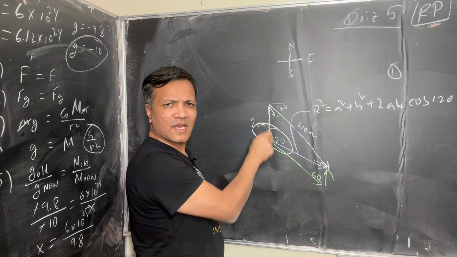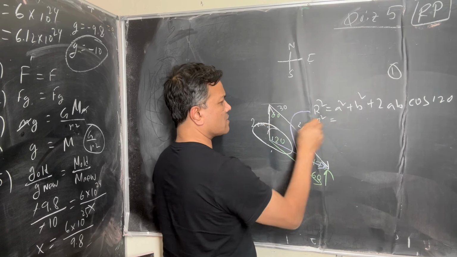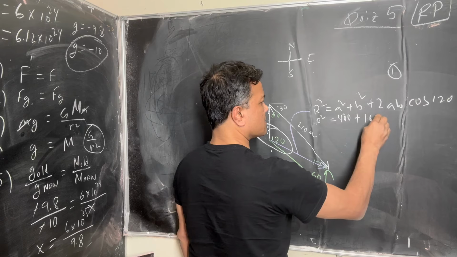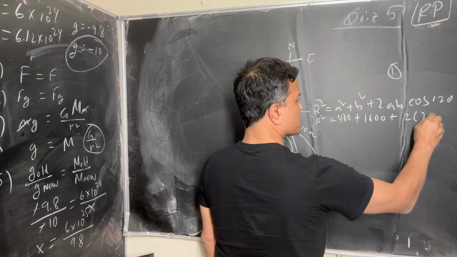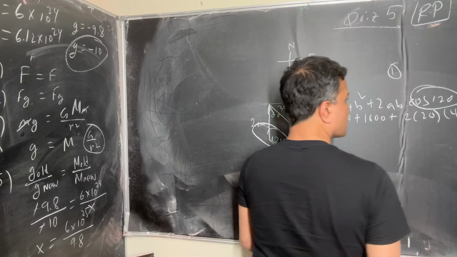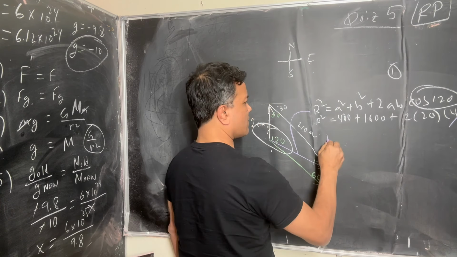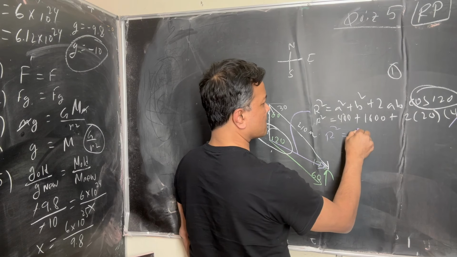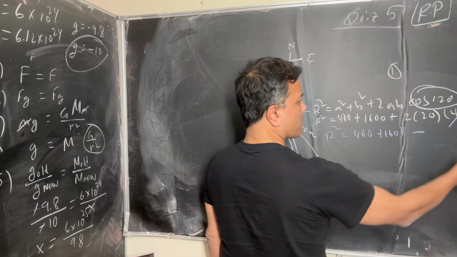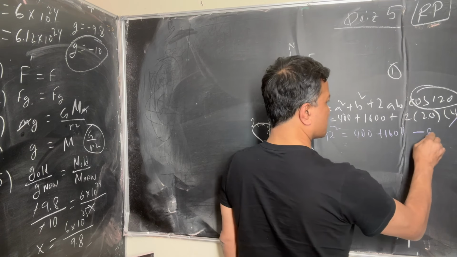Parallelogram, you have to use the angle between tail and tail. So r squared is equal to 20 squared, which is 400, plus 40 squared, which is 1600, plus 2 times 20 times 40, and then cosine 120 is negative half. Negative 2 goes to 40, just 20. So you have r squared is equal to 400 plus 1600 minus, there is a minus, so you're going to put minus 20 times 40, which is 800.